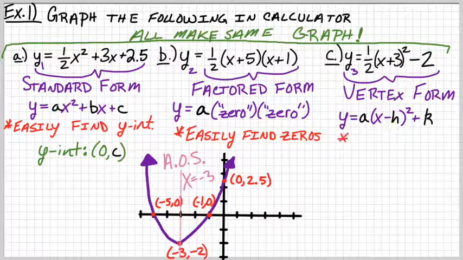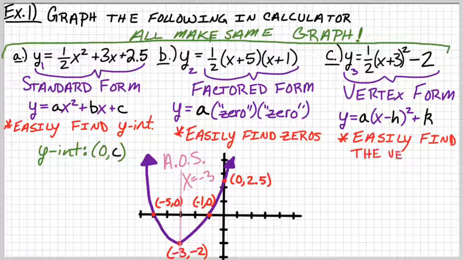So that's the perk for vertex form. You can easily find the vertex. One other thing I didn't add to this, but it's also really obvious what the axis of symmetry is. If you know the vertex, the axis of symmetry is really obvious. It's x equals a number, and what do you know? x equals -3. The vertex was at (-3, -2). So vertex form really helps you with the axis of symmetry.